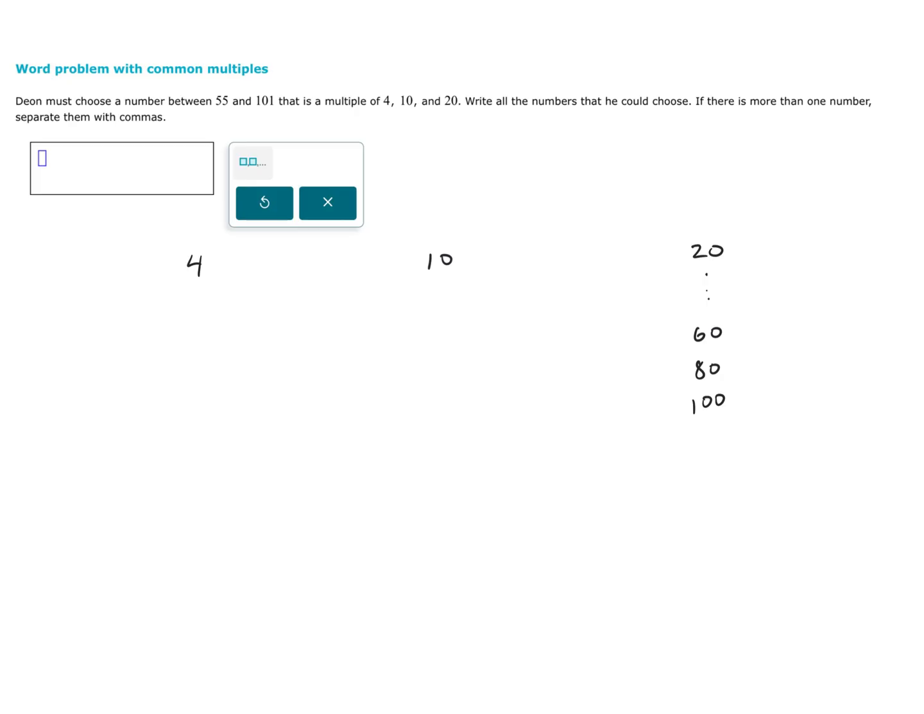So we know that they're all good for 10. All we need to do is check if they are multiples of 4. If you're not sure, do 60 divided by 4. And it is 4 times 15 is 60. I know that 4 goes into 80 because 4 goes into 8 twice. And I know that 4 goes into 100. 4 times 25 is 100. So all three of these are going to be on the list of 4 and 10. So our answers would be 60, 80, and 100.